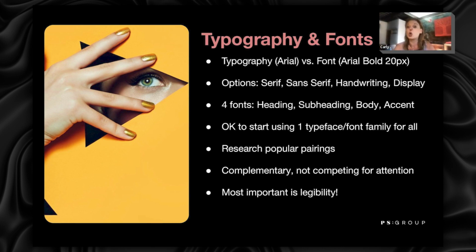You can Google popular pairings. I do this all the time. You can even ask ChatGPT what font pairs well with Josephine Sans? They will give you ideas. Start basic. Just do a little Googling. You will find things that work well together, because you want it to be complementary. You don't want it to be clashing or competing for the viewer's attention.